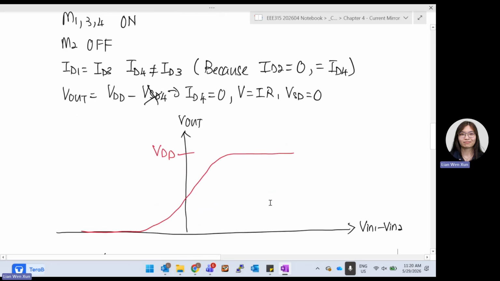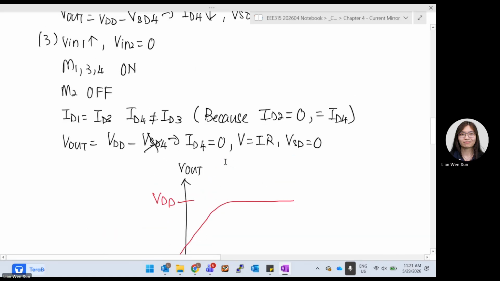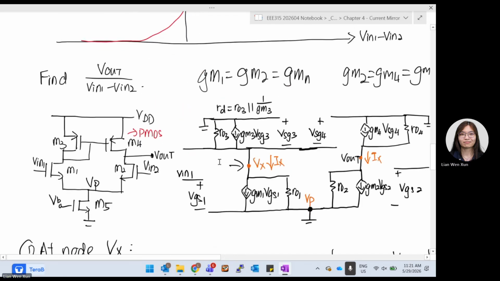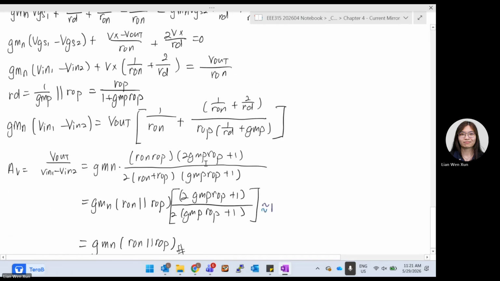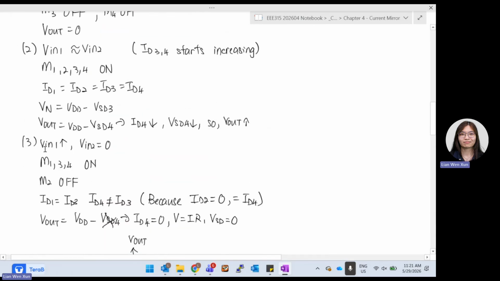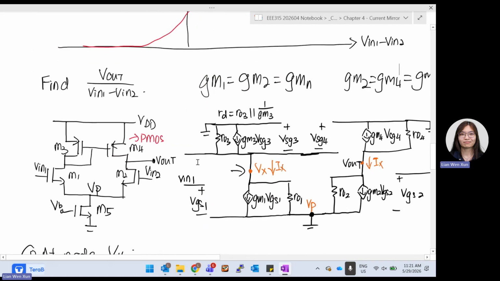If you're confused, you just need to remember the first and the third case. If they are connected in this way, when Vin1 is slowly increasing, it needs to connect this gap directly. That's why it will be a straight line without slowly increasing. Is that okay? I'm not very sure if it is okay, but let's say it is okay.